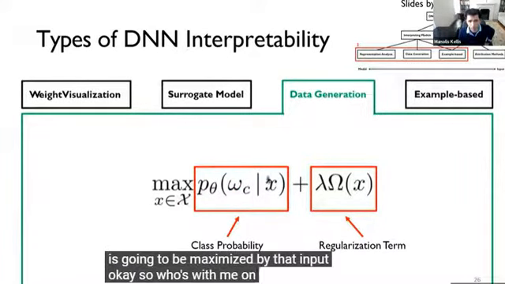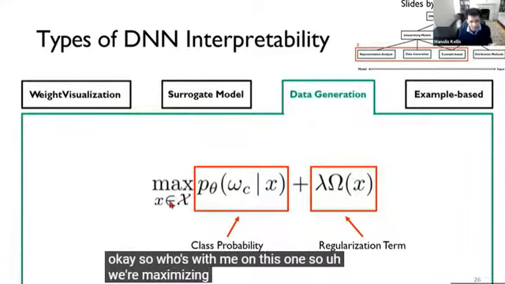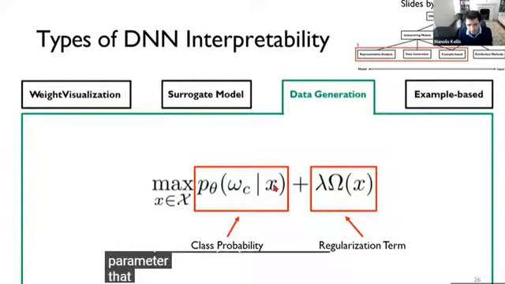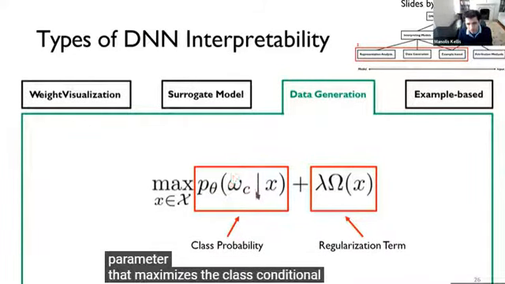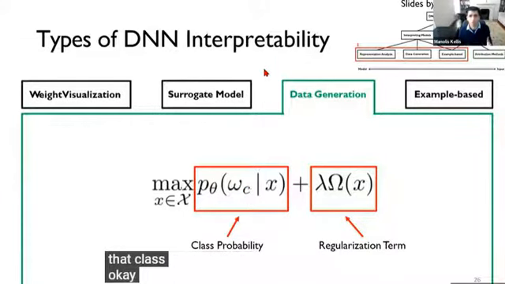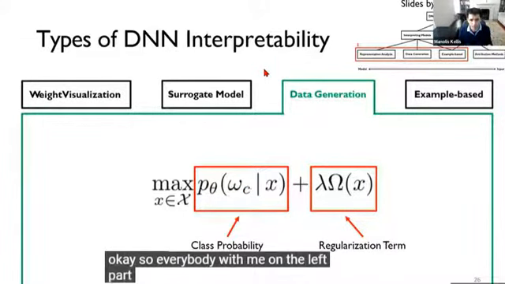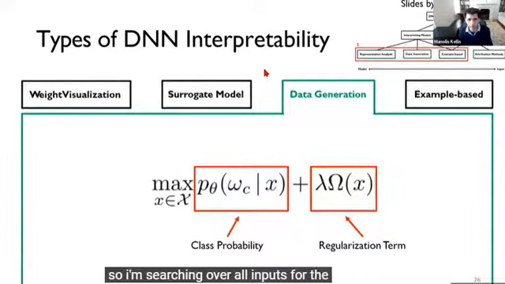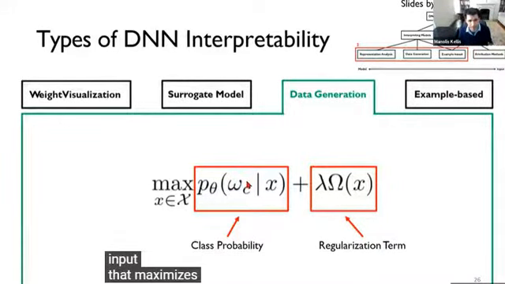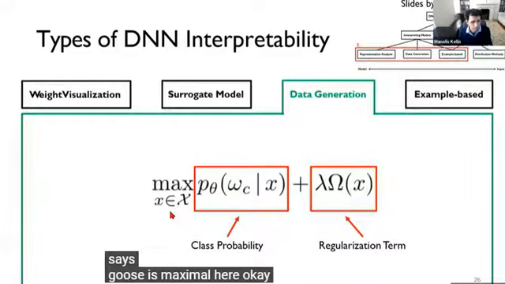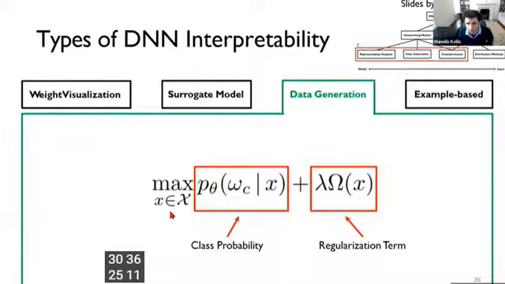Okay, so who's with me on this one? We're maximizing over all possible inputs the input that maximizes the class posterior probability for that class. Everybody with me on the left part of this equation? So I'm searching over all inputs for the input that maximizes that class, that basically says goose is maximal here. Okay, so we're at 30, 36, 25, 11, 0.